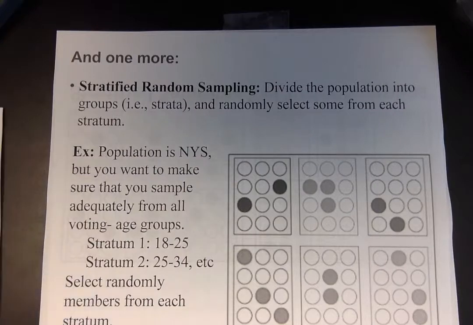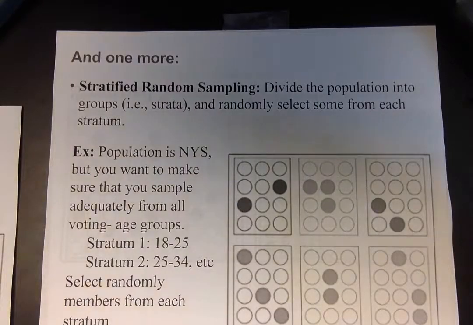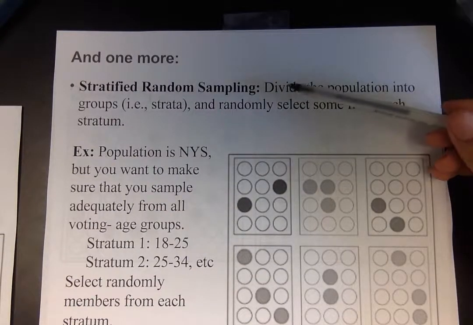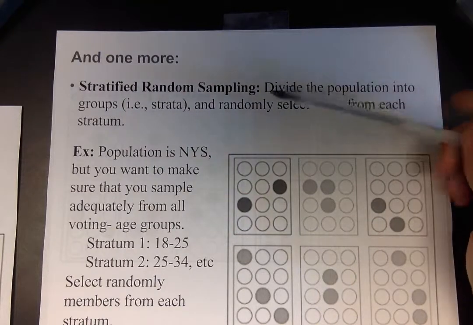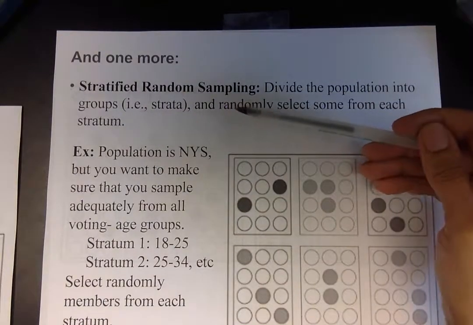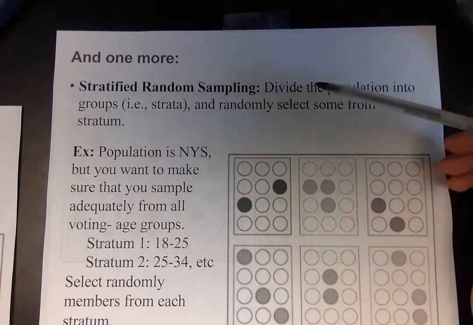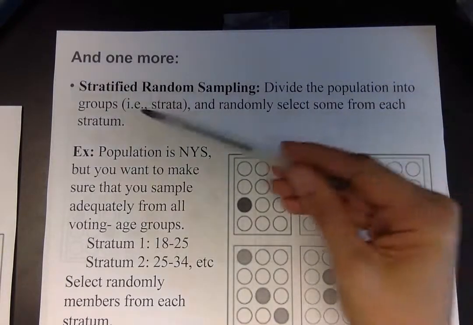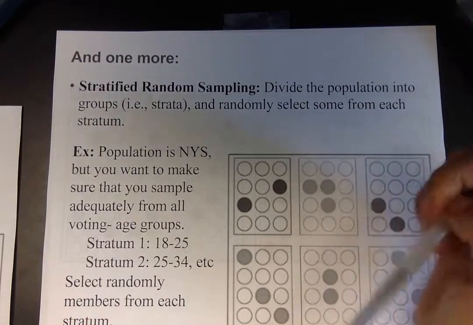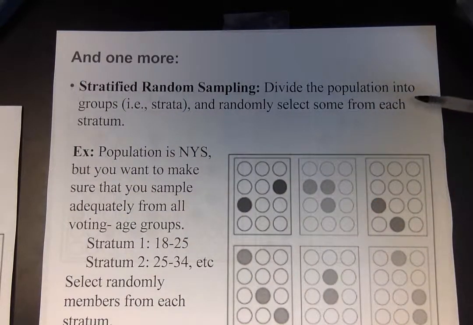And the last one that I want to talk about is stratified random sampling, another, unfortunately, SRS acronym sampling. So in stratified random sampling, we're dividing the population into groups that we're calling strata, and we're randomly selecting some from each of the strata.